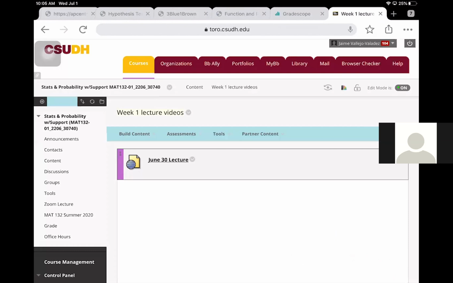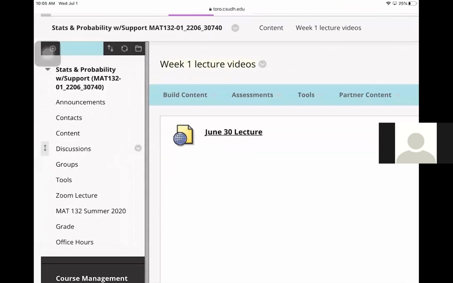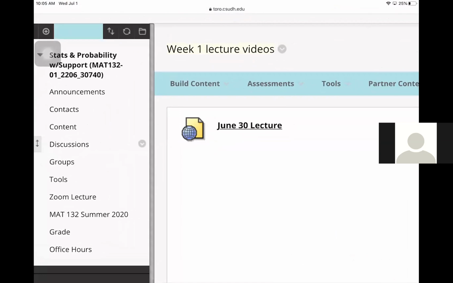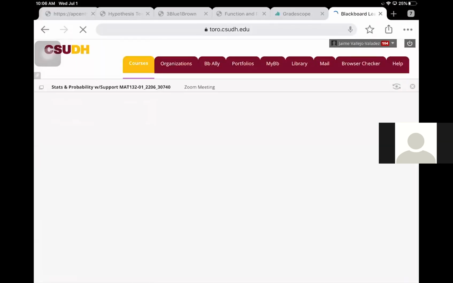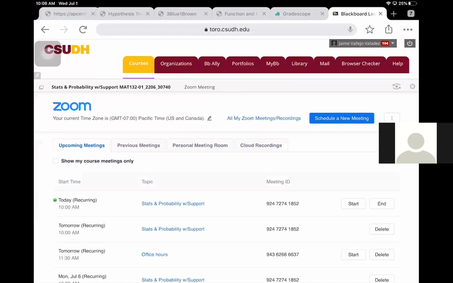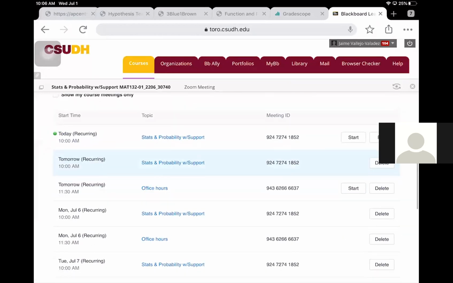All right. So I did add one more thing to your Blackboard. So on Blackboard, if you look, you have the Zoom lecture, and right below that you have the MAT 132 Summer 2020. And that's where you get pretty much all of the activity, all of the quizzes, all of the homework. And if you look at it, I added another button. So I added the office hour. So if you click on there, now you're going to be able to see office hours.